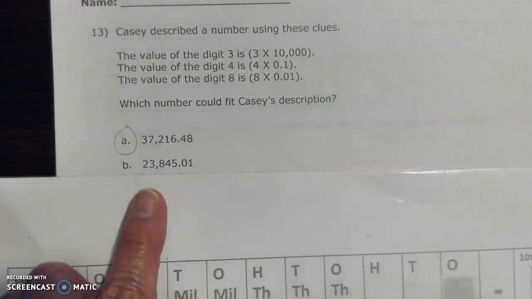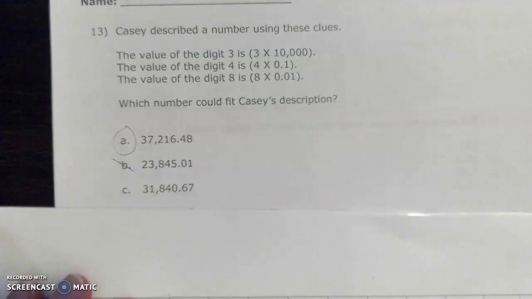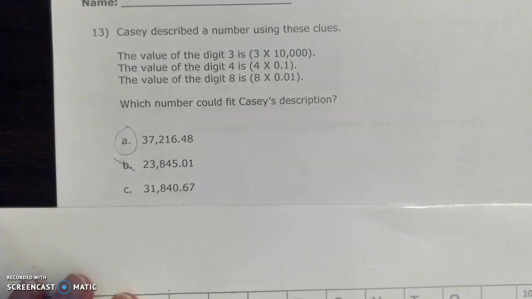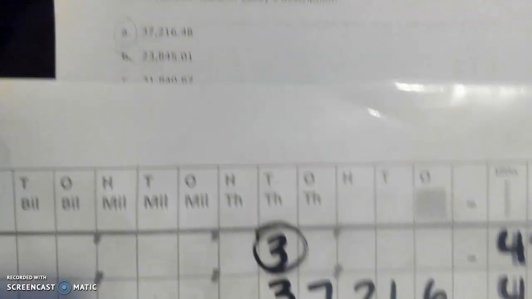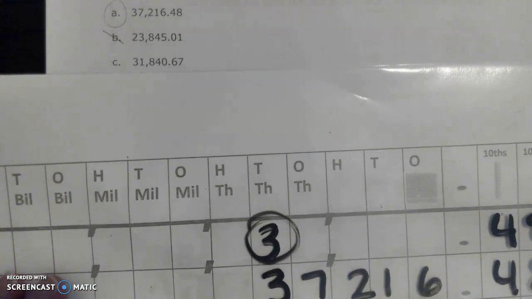So now I'm going to put in 23,845 and 100th, and I'm looking for a 3 in the 10,000s place, and this is not true. And I'm looking for a 4 and an 8, and that's not true as well. So there's nothing about that number really that matches up. Then I'm going to look at this next number, and I'm going to write it on my place value chart.